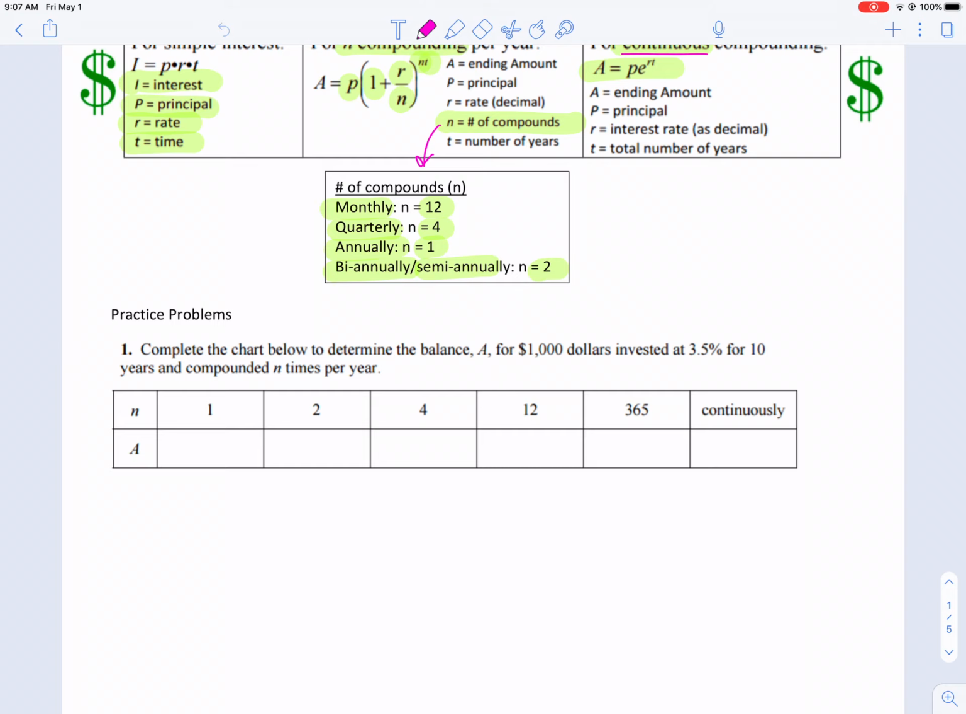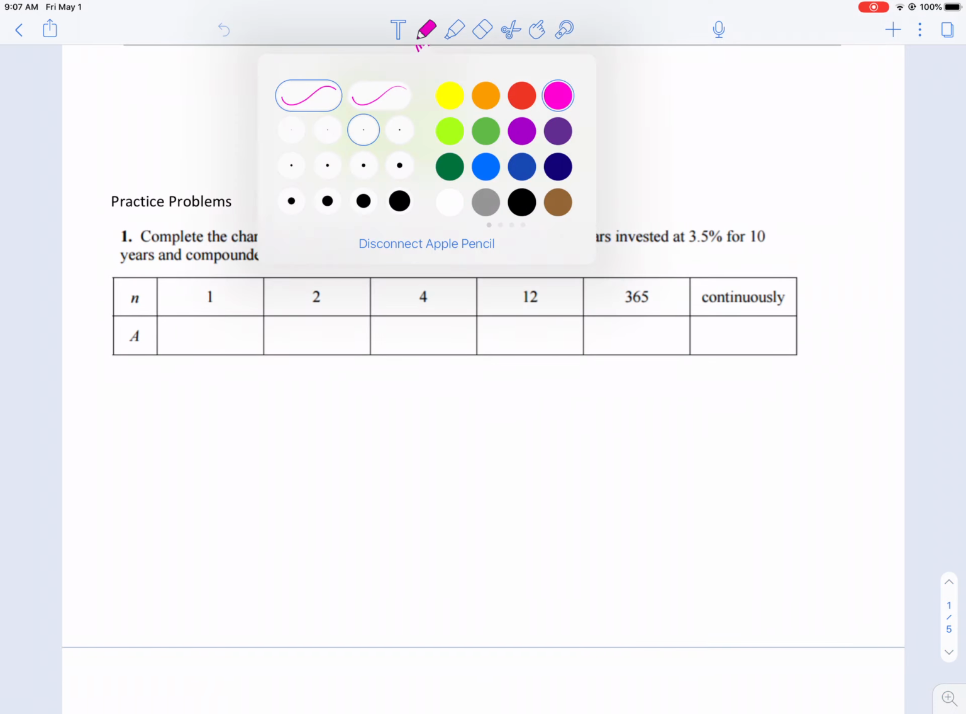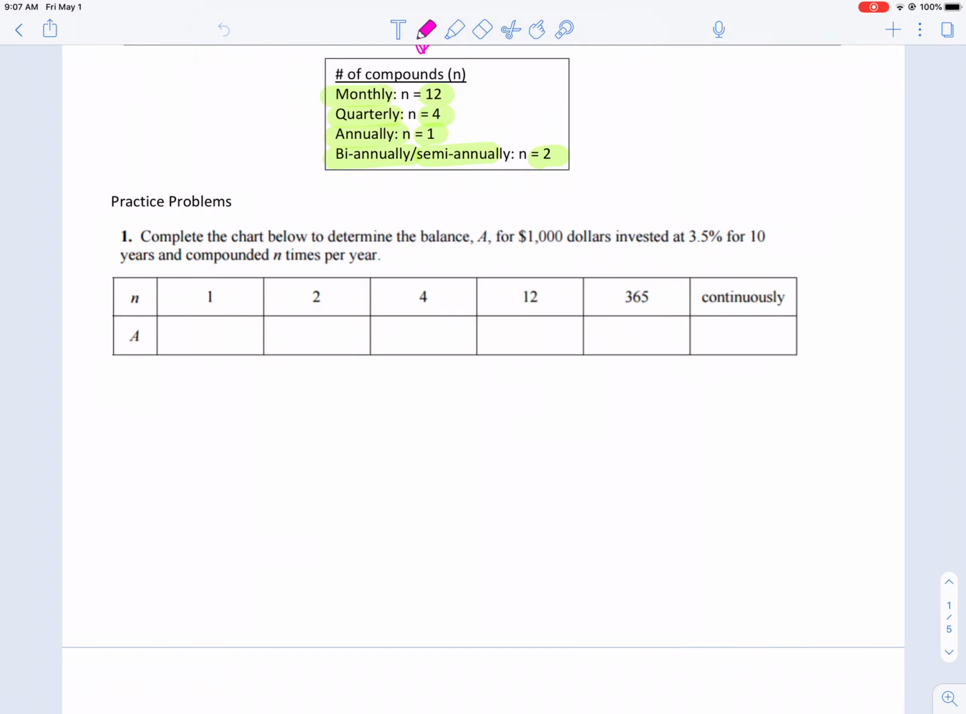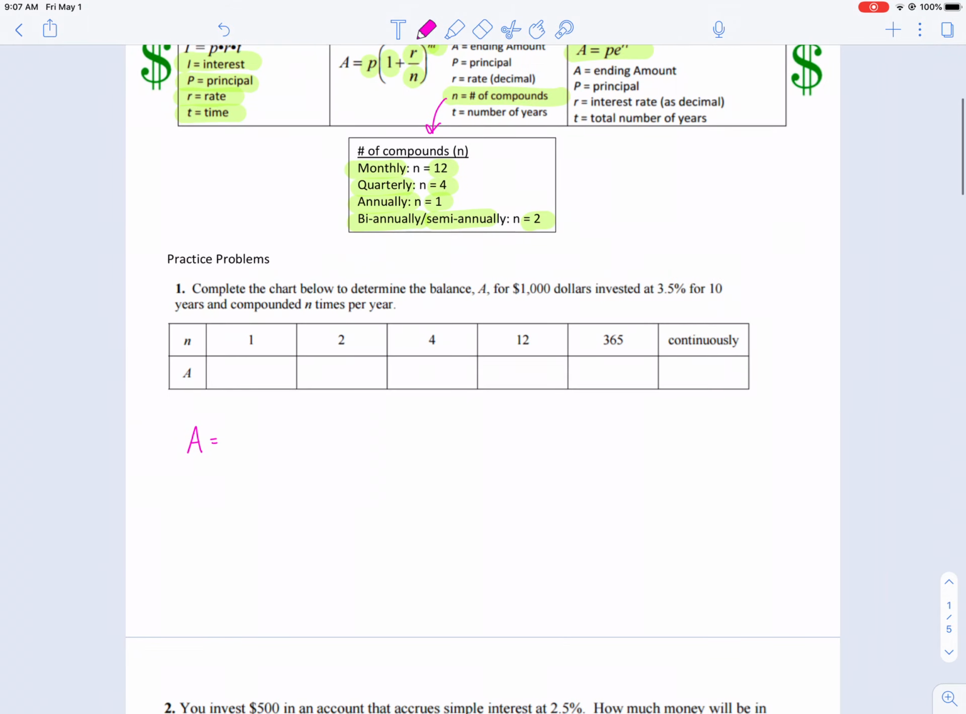Okay, so here's what's really nice. When I just start with the first one, you're using your formula: A equals, okay, so you are going to take your principal times 1 plus your rate divided by the number of compounds, raised to the number of compounds times t.